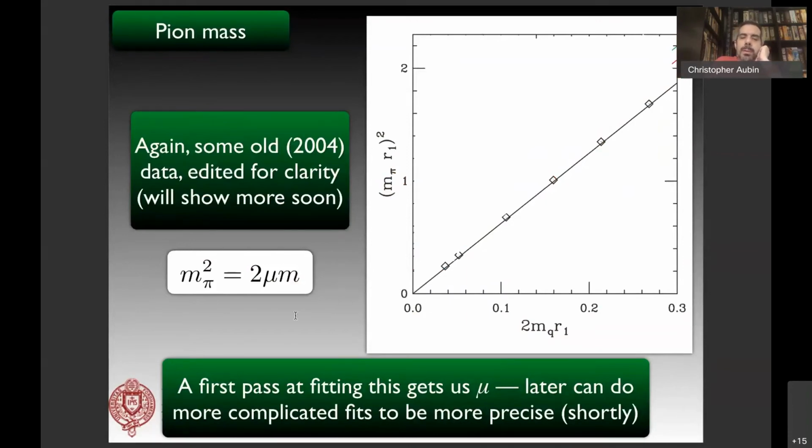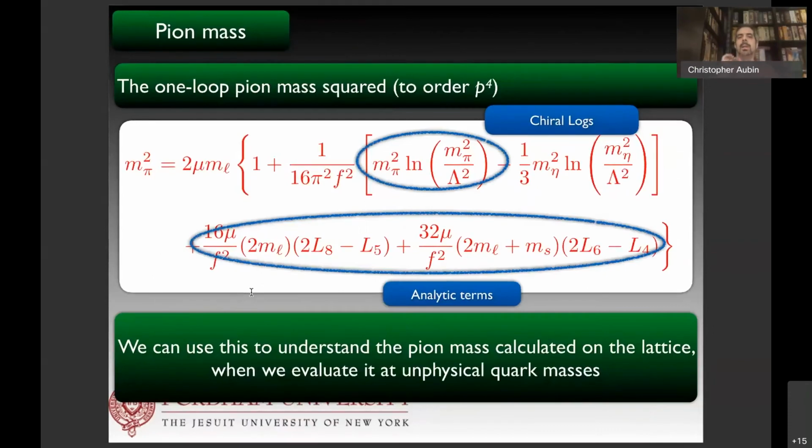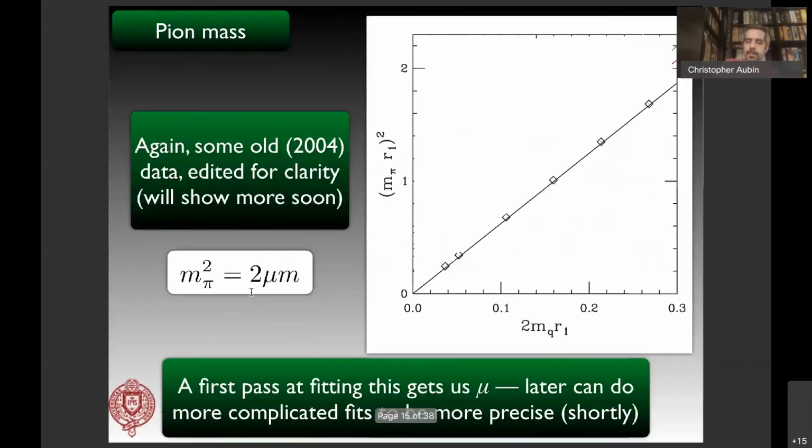But what you can do is say, well, to a first approximation, this does fit to a line, right? I can see that easily. And therefore, I can say, okay, well, the pion mass squared is linear in the quark mass, and I can determine what this mu parameter is. Okay, so what is normally done is you do a first pass of fitting to get an expression for mu, and then later you can put in this full expression here in order to get a better fit for all your fit parameters. Okay.